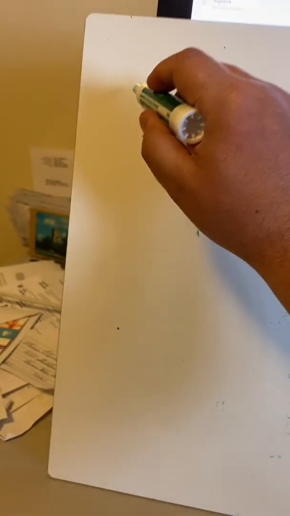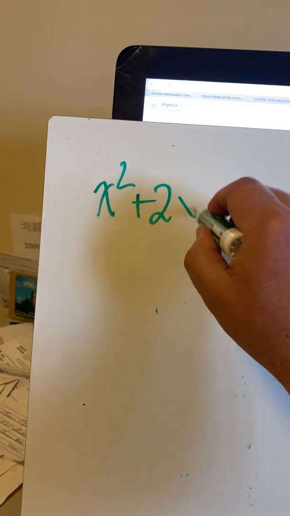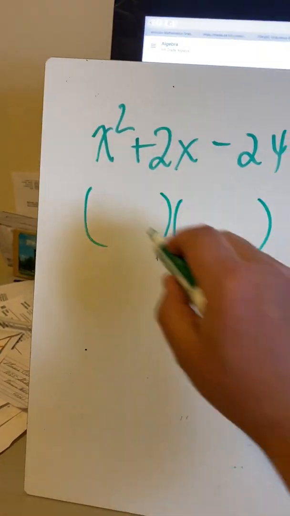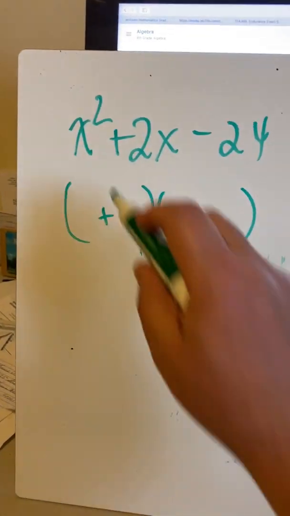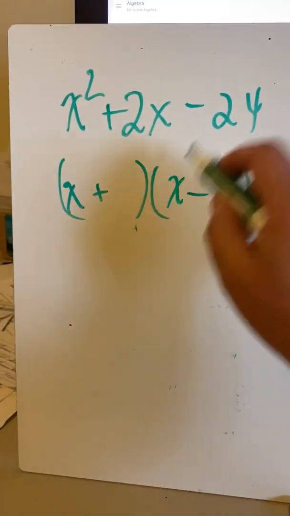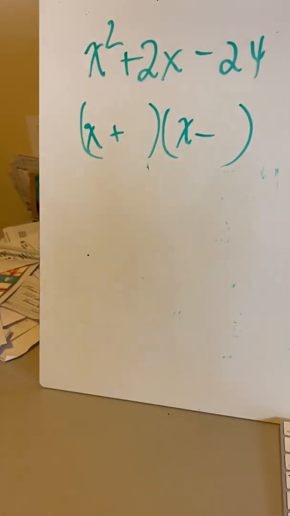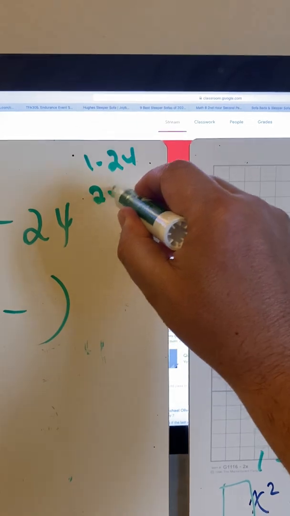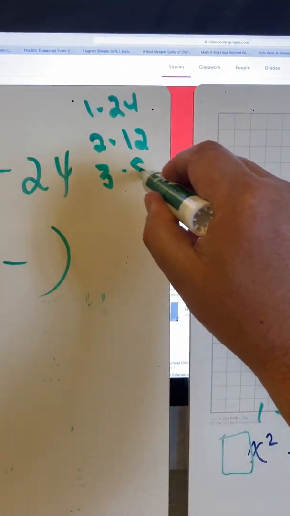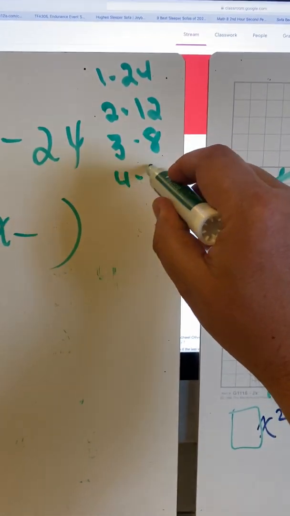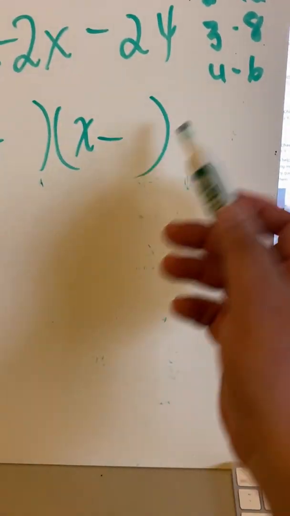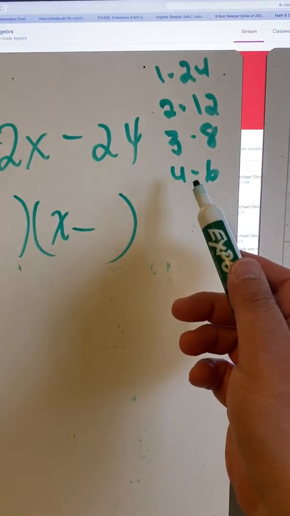Our problem is x squared plus 2x minus 24. We know because it goes plus minus that it's going to be plus minus in here. And we know because it's x out in front, it's going to be x here. We need to find what times what is 24, so all the factors of 24. 1 times 24, 2 times 12, 3 times 8, 4 times 6. I know because they're going to be opposite, it's going to be 4 and 6 because the difference between these two is only 2.